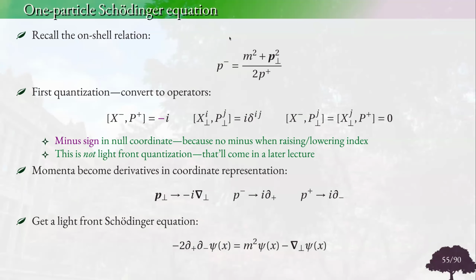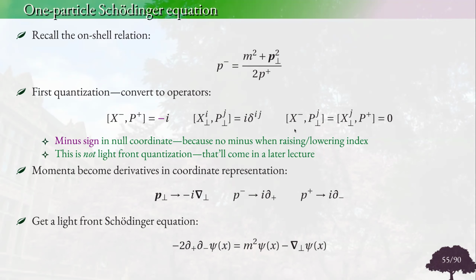So with this, we do first quantization. We basically convert our positions. Remember that X minus is a position, whereas X plus is a time. So we turn X minus and X perp into operators, as well as P plus and P perp. And of course, P minus will be an operator too. That's the Hamiltonian, after all.